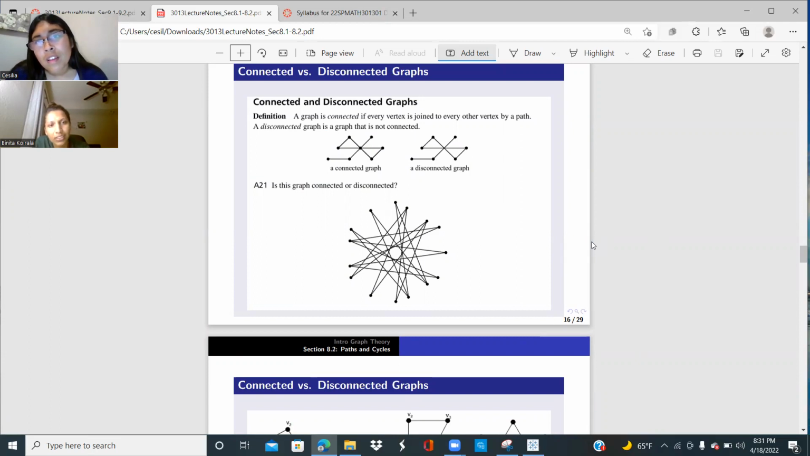Very simple. This one is connected and this is disconnected. So it looks similar, right? Yeah, I'm looking at it right now, trying to see what's the difference, but they look the same. I think the first one looks connected.